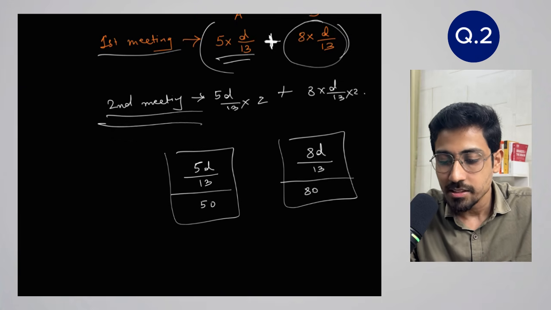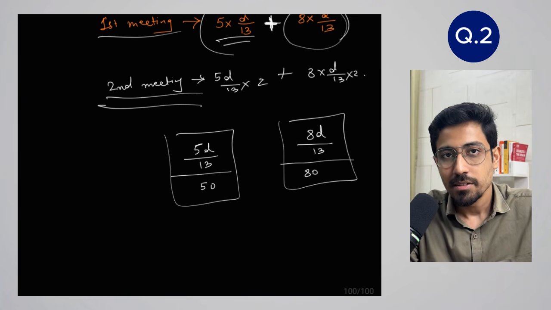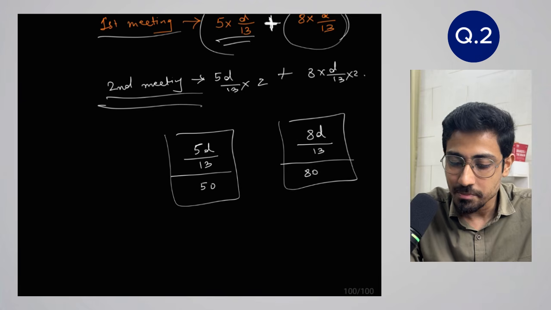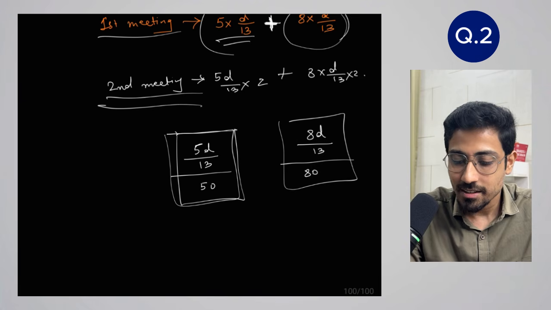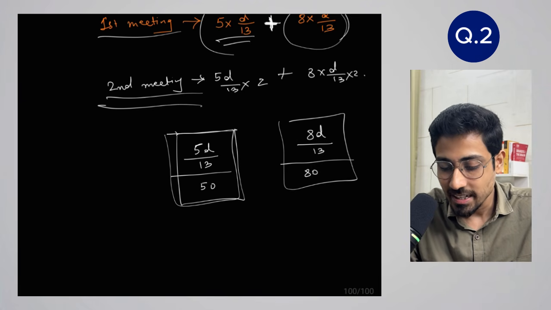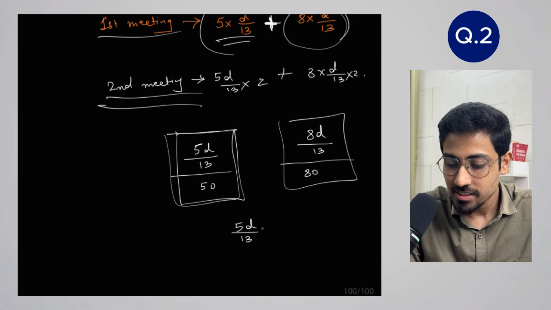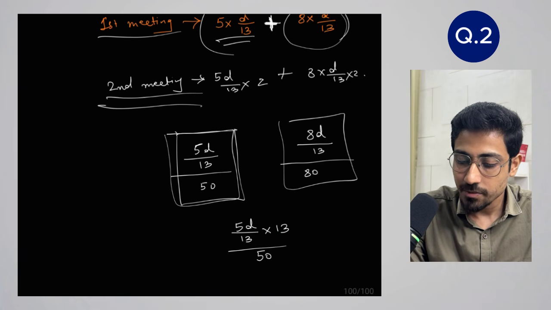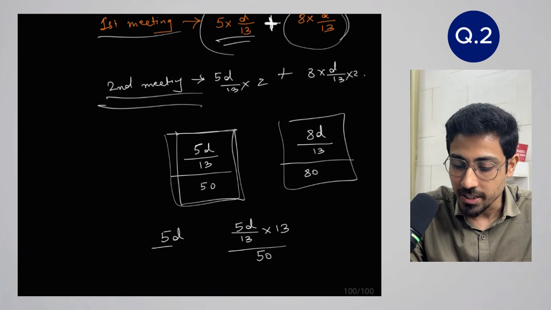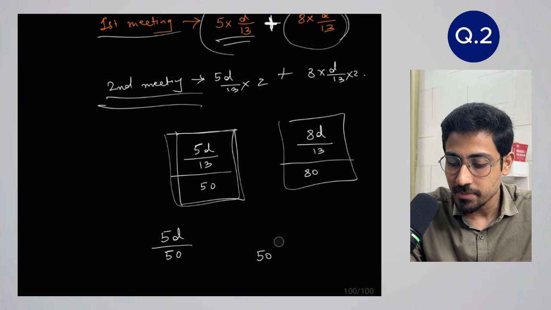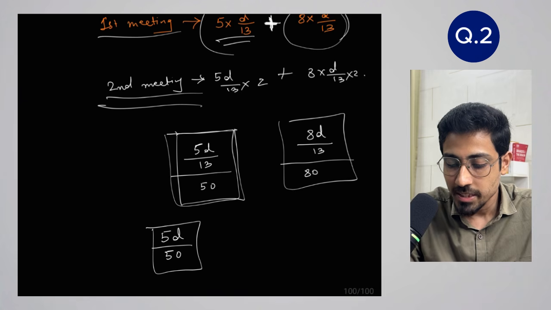And when do they meet at the starting point? Just understand this. When do they meet at the starting point? For that, I can write 5d by 13, this is the distance, into 13, divided by 50. So whenever they have covered a distance of 5d by 50, that is the time taken to meet at the starting point.